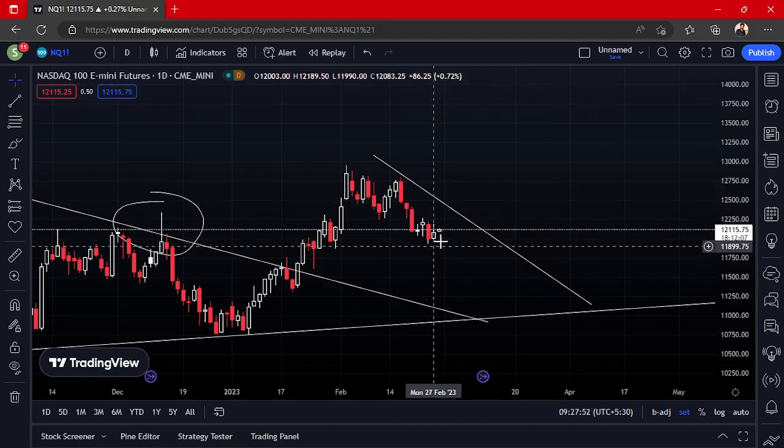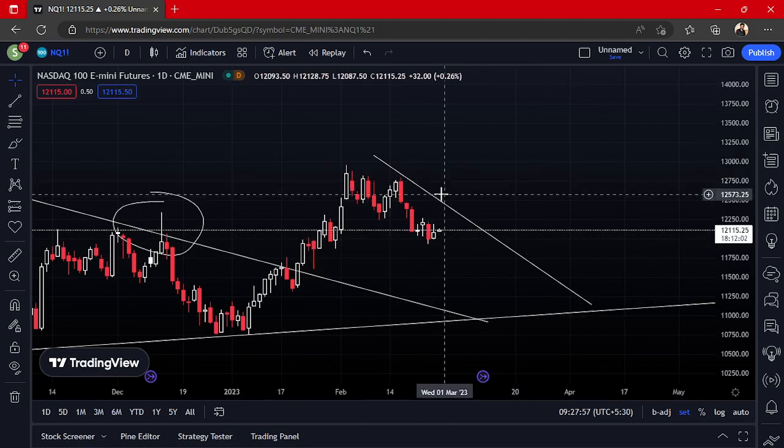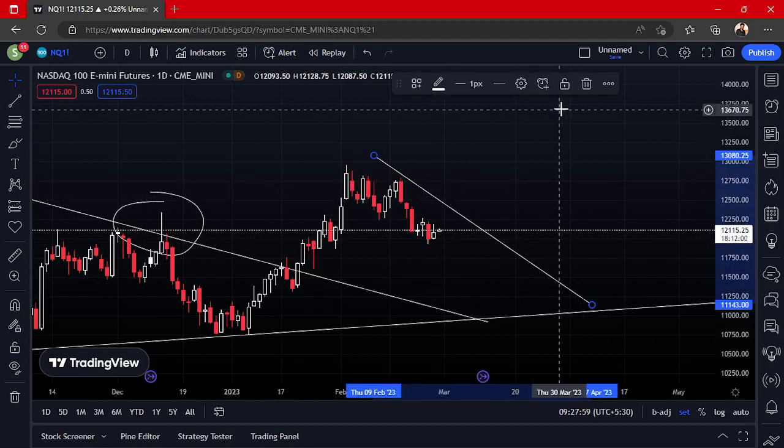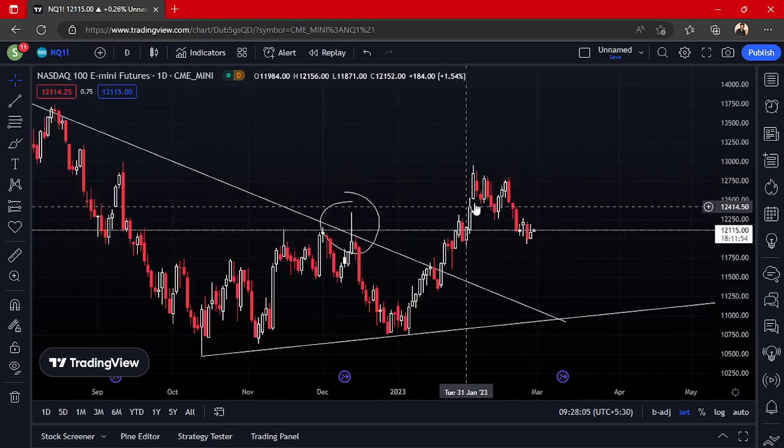And when it has done that a couple of times, there's going to be a trend line which will be formed, and we'll just have to wait for the trend line to break out with a positive closing, and then we can enter a positional trade.